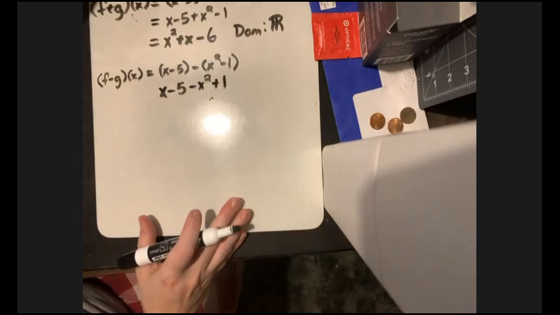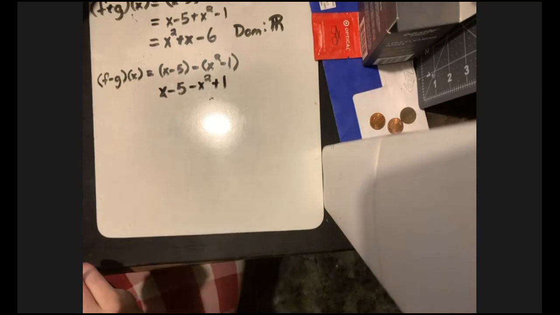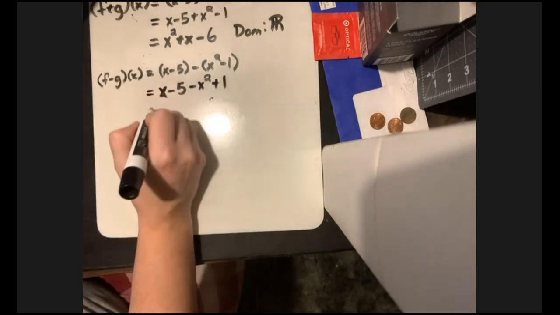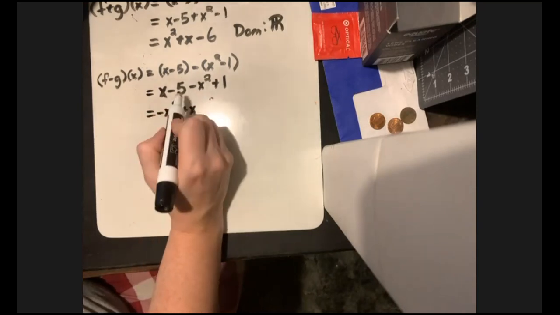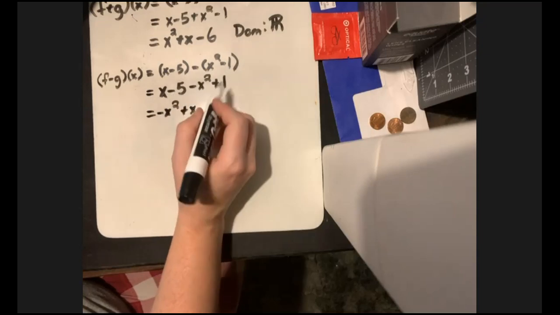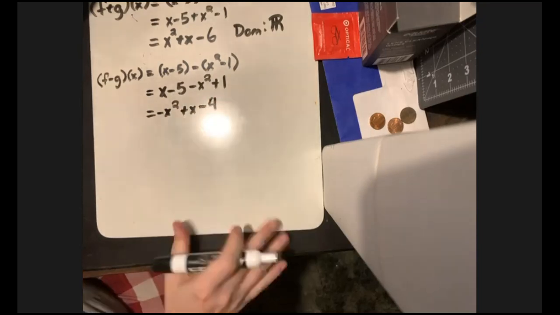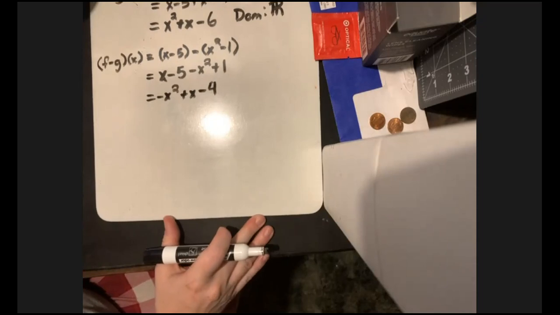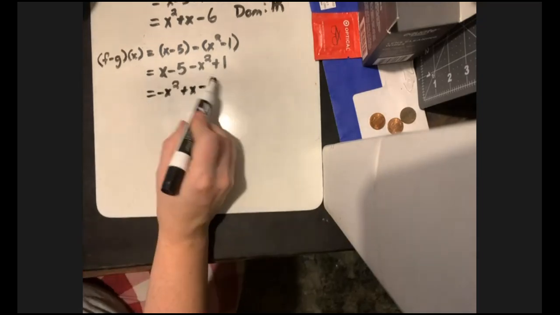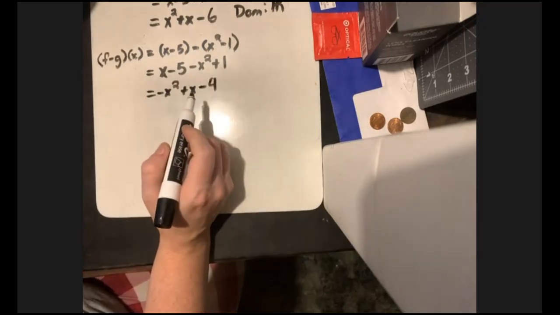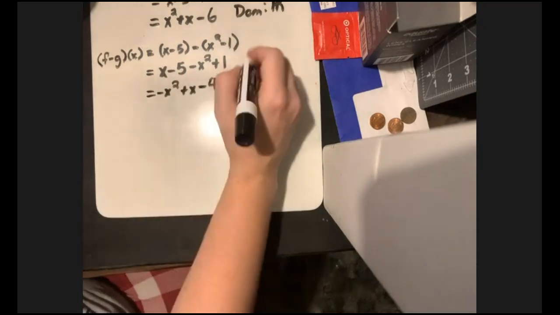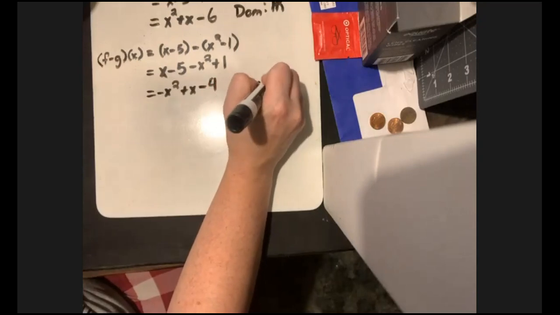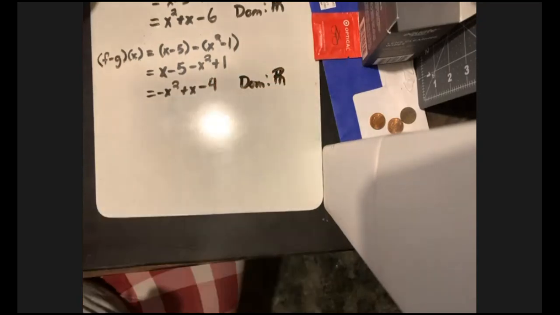And again, putting things in order here, we're going to have negative x squared plus x, and this time I've got a negative 5 plus 1, which is going to be negative 4. I'm trying to get that out of that glare dot. Okay. And now, once again, with this result that we have, there's no square roots, there's no fractions, so there's nothing that's off limits. So we have a domain that is still all real numbers.